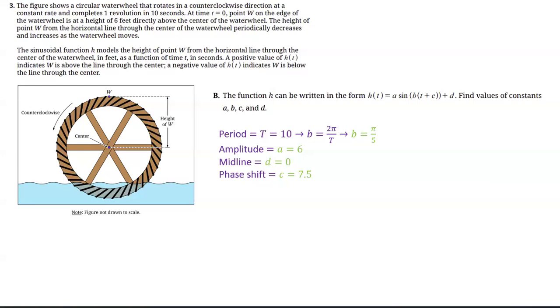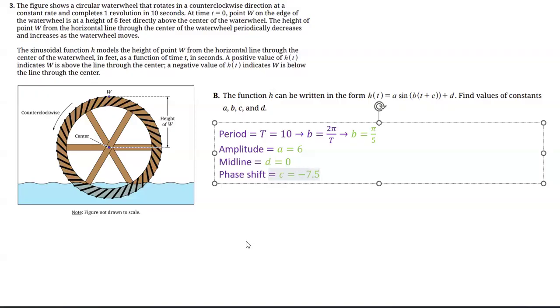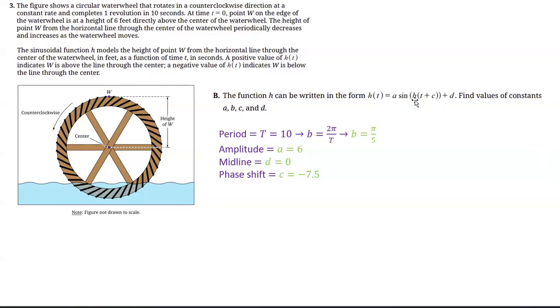Okay. Part B, so now we just got to model it as h of t equals a sine of b of t plus c, plus d, okay? Find values of constants a, b, c, and d, okay? And I believe I did this, there we go. I forgot the minus sign there, okay. So B is related to the period. B is actually the angular frequency, but B is 2 pi over the period, and the period we said was 10. So B is pi over 5, okay?